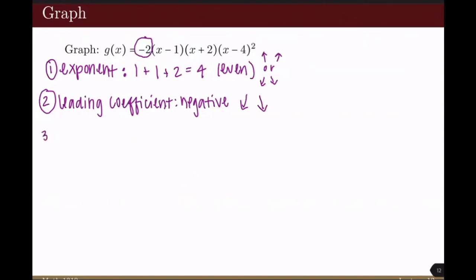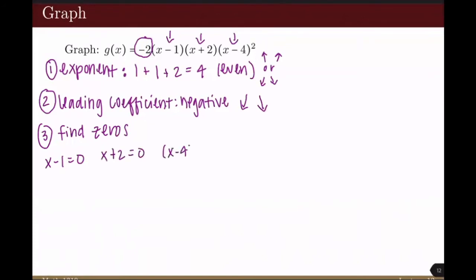Now step number 3 is going to be to find the zeros. All right, so finding the zeros, we are going to set each one of these equal to 0. So that means we'll have x minus 1 equals 0, x plus 2 equals 0, and then x minus 4 quantity squared equals 0. The first two are pretty straightforward, right? We'll just add 1 and we get x equals 1. We subtract 2, we get x equals -2.